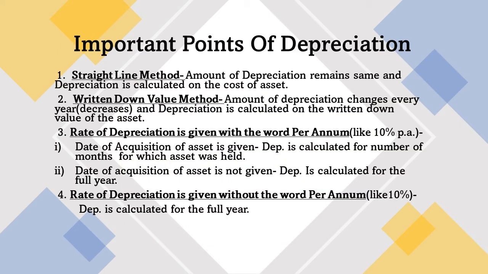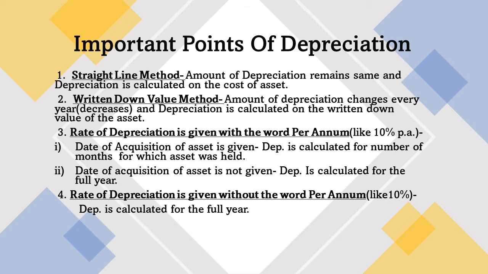So first is, under straight line method, amount of depreciation remains same, as we have discussed in our previous video also. And depreciation is calculated on the cost of asset. And this cost of asset includes all kinds of expenses that are incurred for making the machine or the asset useful for the business, like its erection, its installation, its carriage, etc.